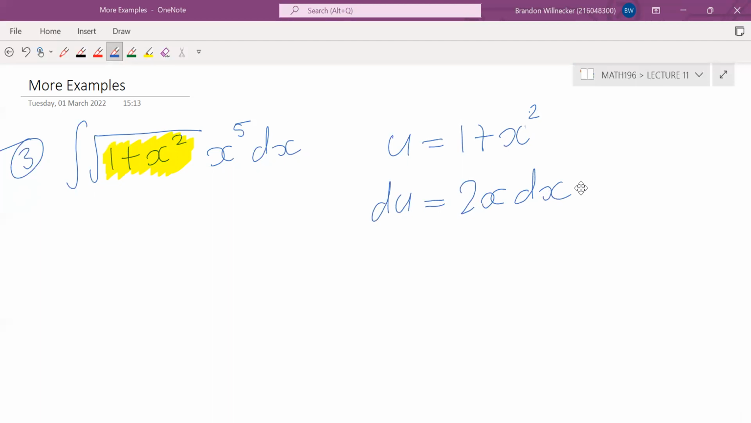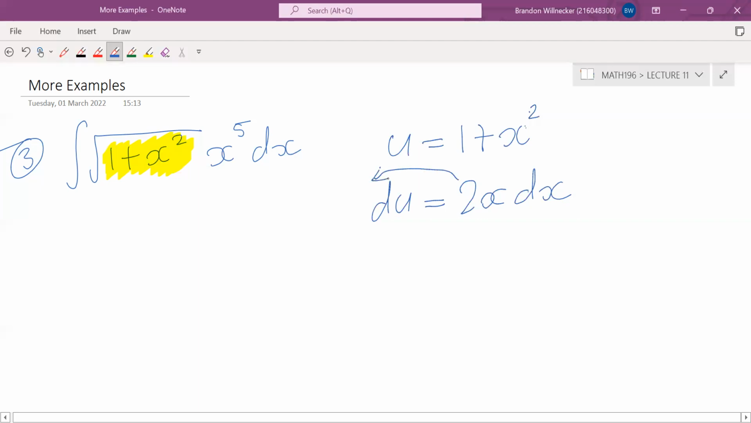Now, look back at our original integral. The leftover part is x to the 5 dx. It's not 2x dx. So we have to do a little bit more work. So first, let's take the 2 over to the other side. So we're going to have 1/2 du is equal to x dx.